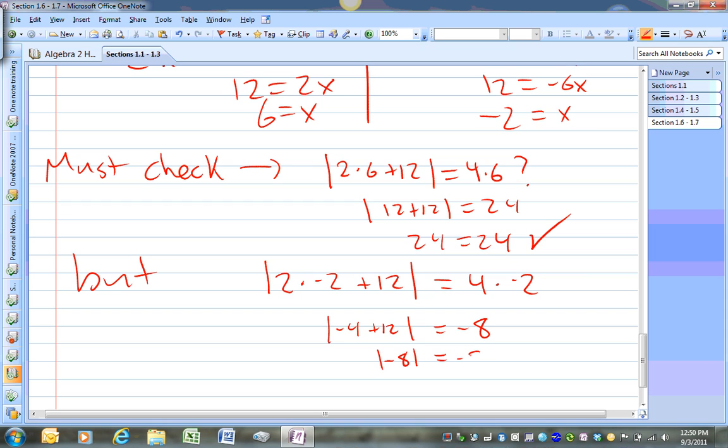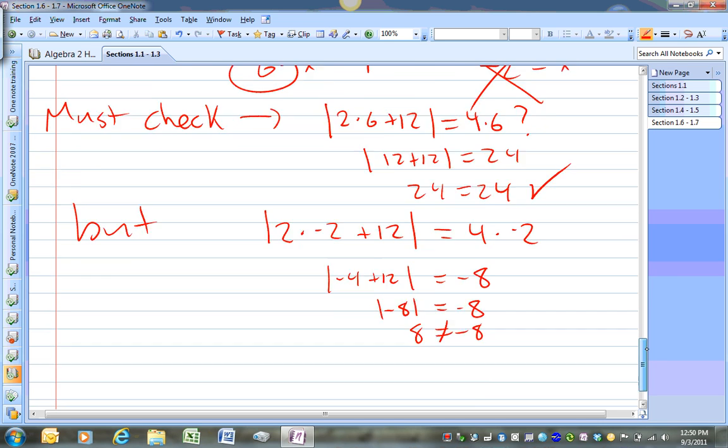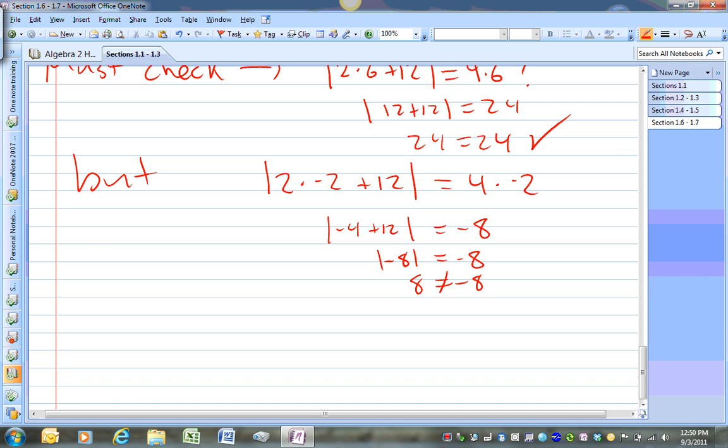What's the absolute value of negative 8? Remember, absolute value must always come out as being positive. 8 doesn't equal negative 8. So we say no way for that one. Yes way for 6 is the answer. So do check your work for the absolute value. Very, very important.